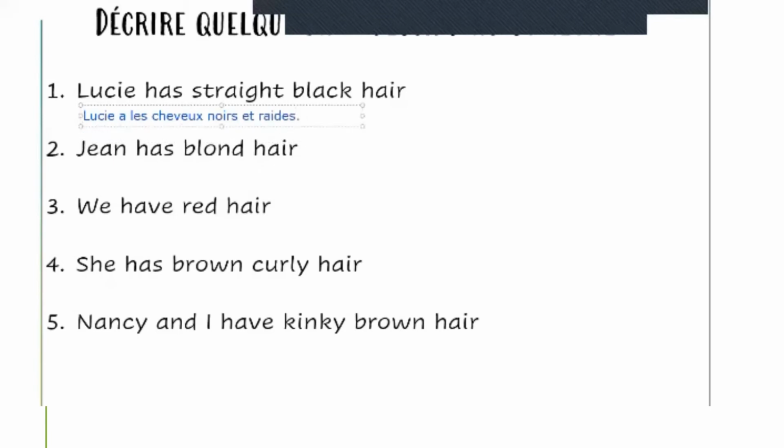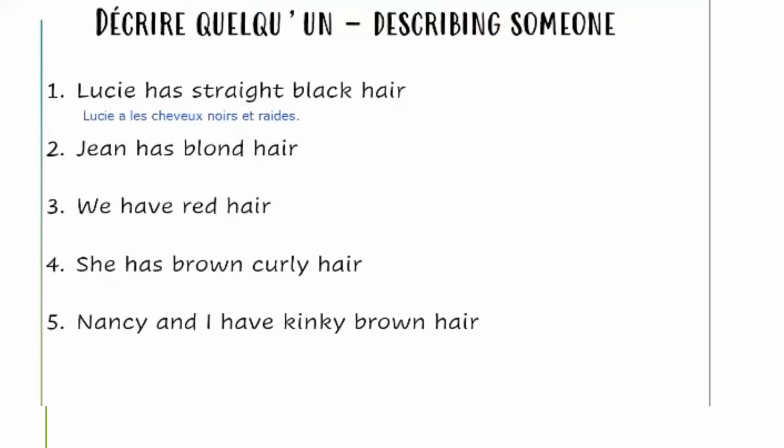All right. Next one. Jean has blonde hair. Go ahead, one person. How do we say that? Length, color, texture, LCT. Let's go. Jean has blonde hair. Jean a les cheveux. Very good. Les cheveux, however. Work on the pronunciation. Jean a les cheveux blonde. Long. Okay.